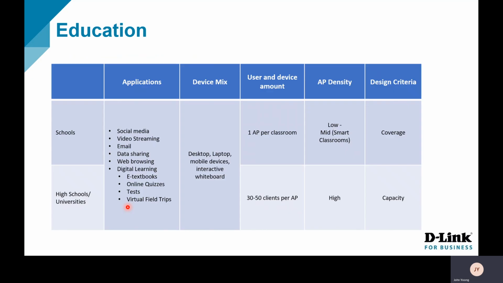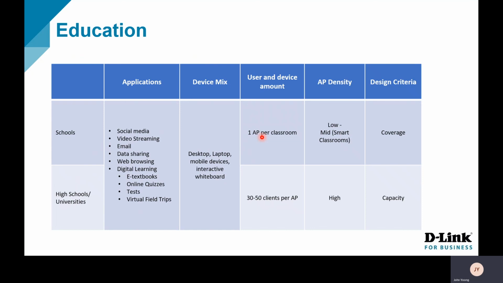For the application, same thing for the school. We have smaller schools, primary schools, high schools, and universities. The application is roughly the same: social media, then digital sharing. Most important is digital learning. Devices will be more on desktops and laptops, followed by mobile devices and interactive whiteboards. Like I said, for the smaller primary schools, one AP per classroom is okay already. It may be around 10 to 20 students.